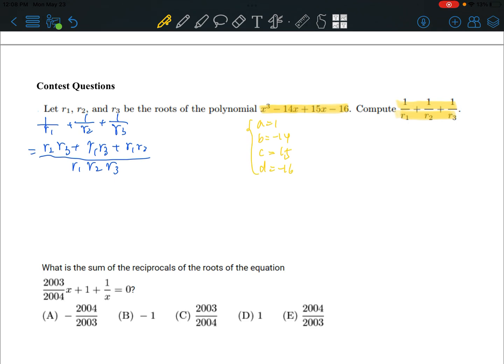Using the formula, we know that r1 times r2 times r3 is equal to negative d over a, which is negative of negative 16 over 1, which is 16. So this is equal to 16. And then r1 r2 plus r2 r3 plus r1 r3 will be equal to c over a, which is 15 over 1, or equal to 15. So the value of this will be 15 over 16.